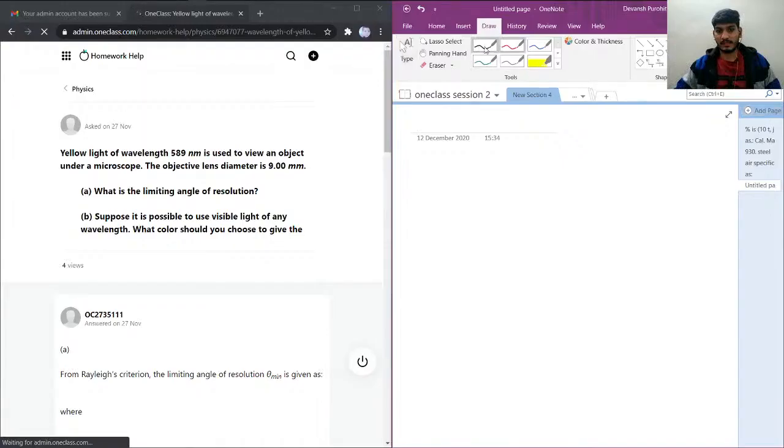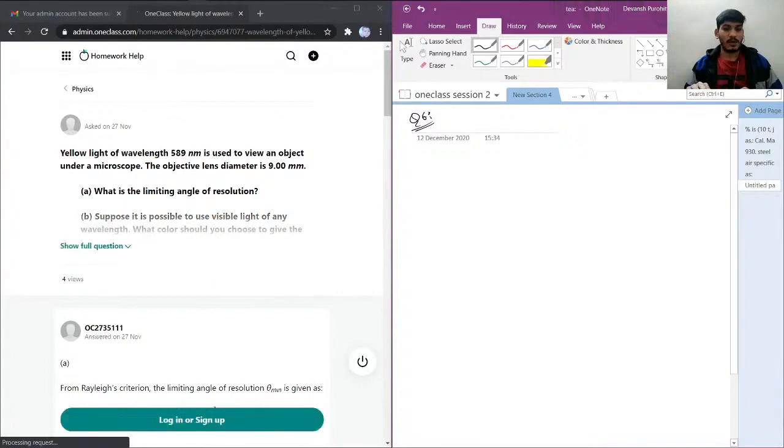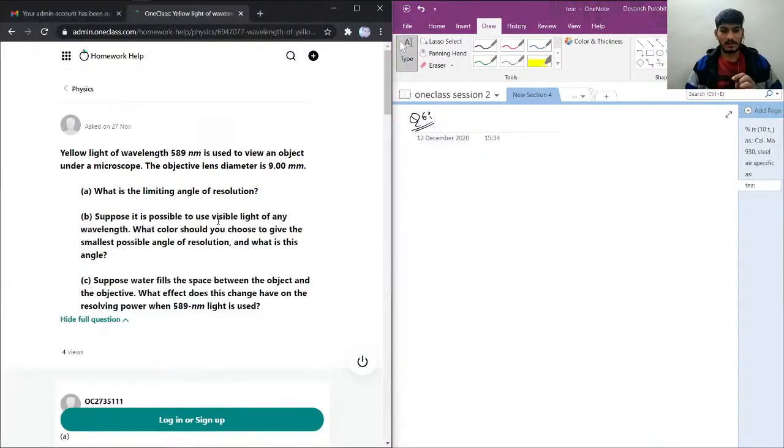Then we go to question number 6. In question number 6 we have yellow light of wavelength 589 nanometer used to view an object under a microscope. The objective lens diameter is 9.00 mm.